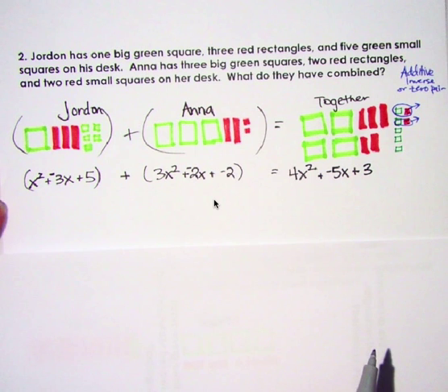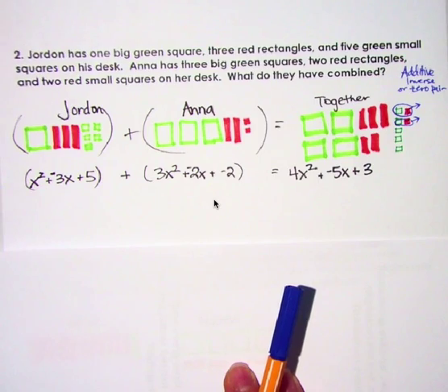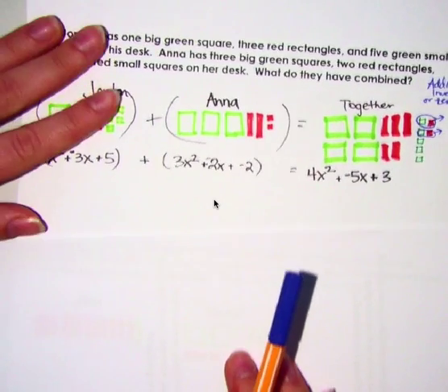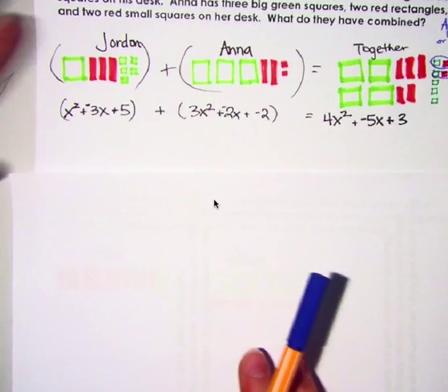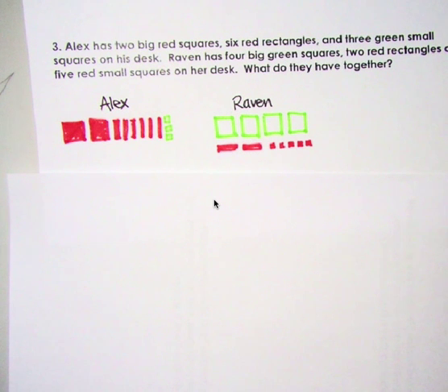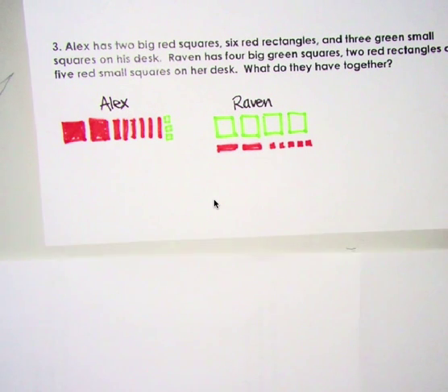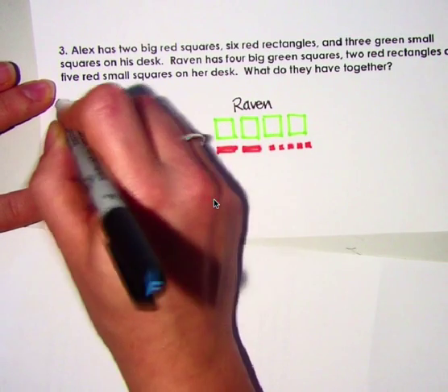All right, we have one more example. Let's look at number 3. Make sure you are pausing and rewinding if you want to clarify how to do some of this. All right, number 3. Alex has 2 big red squares, 6 red rectangles, and 3 green small squares on his desk. Raven has 4 big green squares, 2 red rectangles, and 5 red small squares on her desk. What do they have together? Now would be a good time to pause and try this problem out by yourself, showing the tiles as well as the algebraic equation. All right, assuming that you already paused, let's go over the answer.